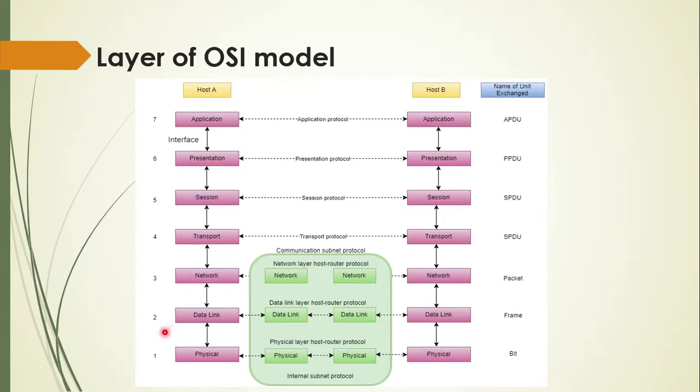So our chapter is data link layer. We will understand deeply what the data link layer is and how its functionality is performed in the next lecture. Before going to the data link layer, one of the most important topics is the OSI model. Okay, thank you.